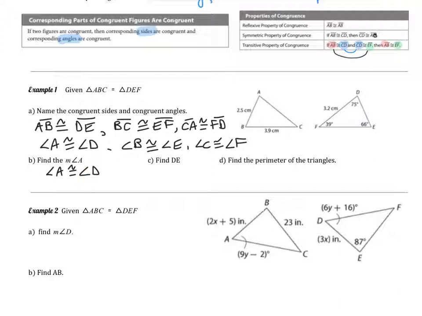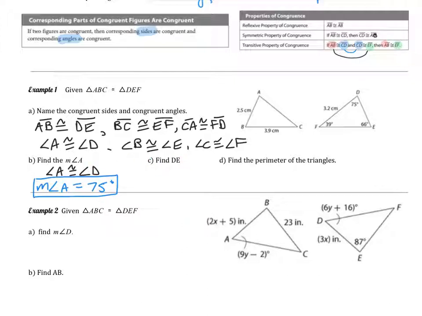So I can substitute that, and my final answer would be angle A. The measure of angle A is 75 degrees. So always start with a congruent statement. A is congruent with D, and then substitute for what you know.